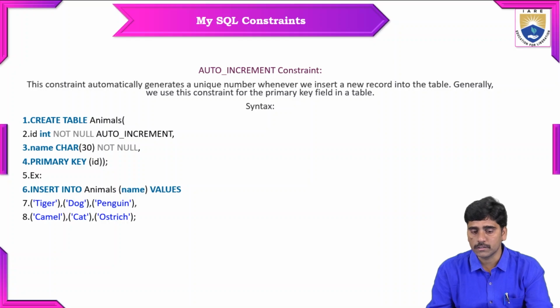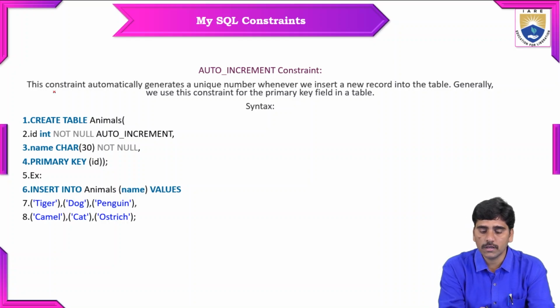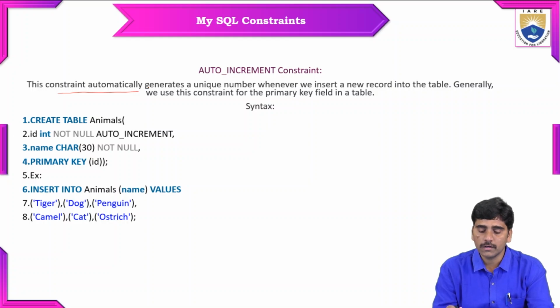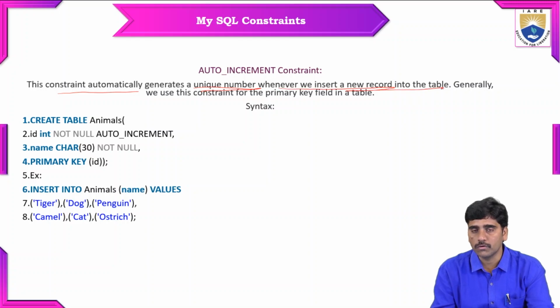Auto increment constraint. This constraint automatically generates a unique number whenever we insert a new record into the table.